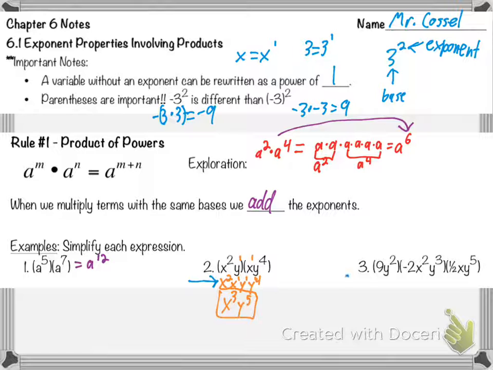So I'd have 9 times negative 2 times 1/2. Then I'd probably try and put my x's next. So what am I going to put next after that 1/2? My x's. Let's do it anyway. X squared and then x.